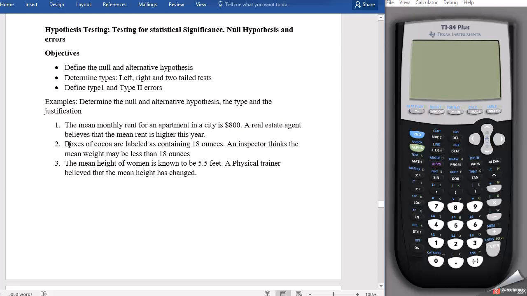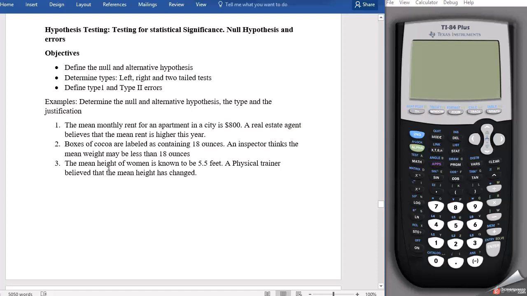Okay. The second one, the boxes of cocoa are labeled as containing 18 ounces. So that's what we know for sure. So that's what our null hypothesis is saying, that it is 18. It hasn't changed. Okay. But there is an inspector who believes that the mean weight may be less than 18 ounces. So in this case, the alternative hypothesis is going to be pointing that there is indeed less than 18 ounces. So again, what we are trying to do is to gather enough evidence to believe that the mean is less than what it has always been.